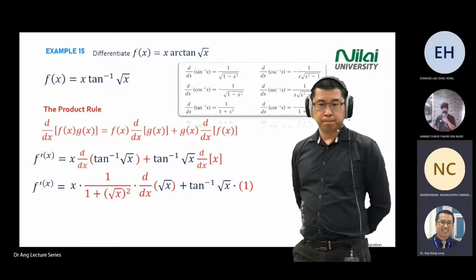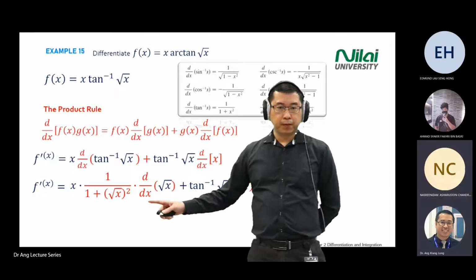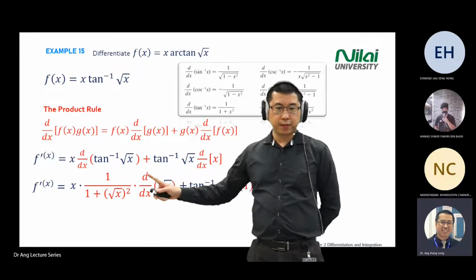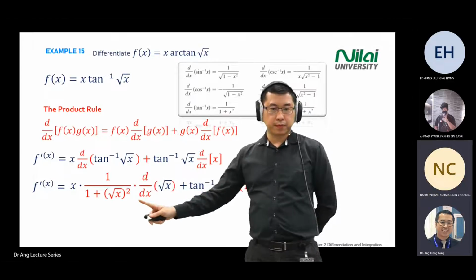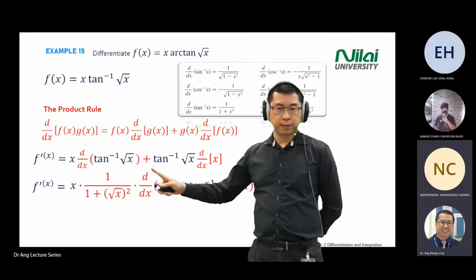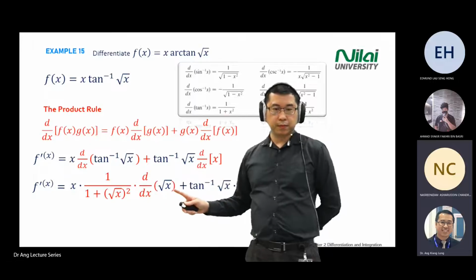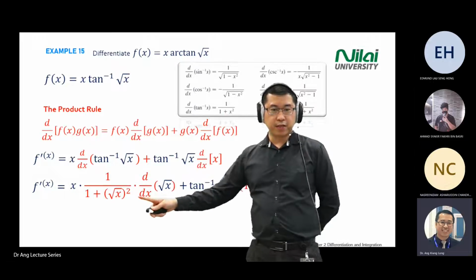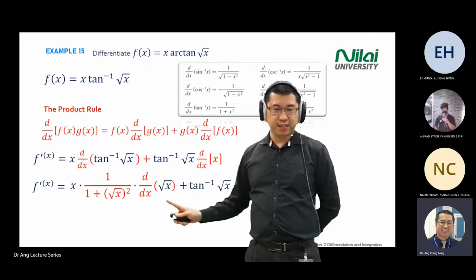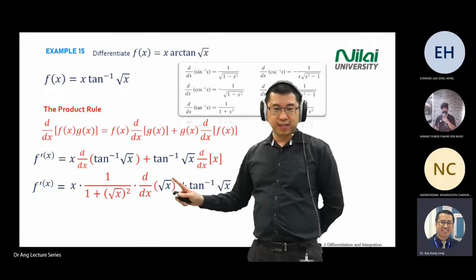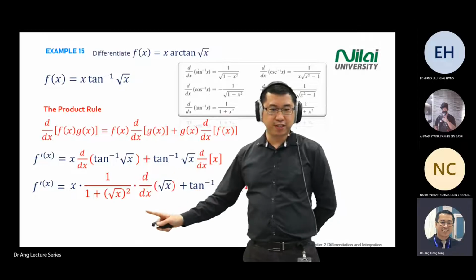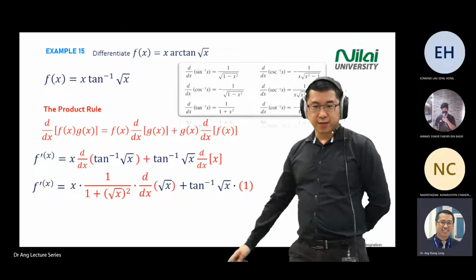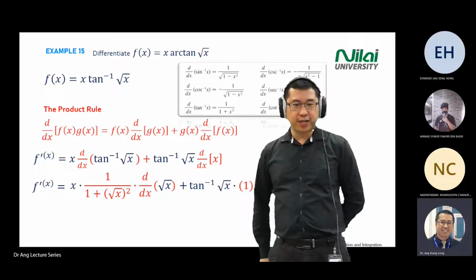To differentiate the square root of x, right? What is this answer? When you differentiate this one, what do you get? You get x to the power of half. When you differentiate this one, you get x to the power of half. This is just a normal revision for differentiation. When you differentiate square root of x, what do you get?